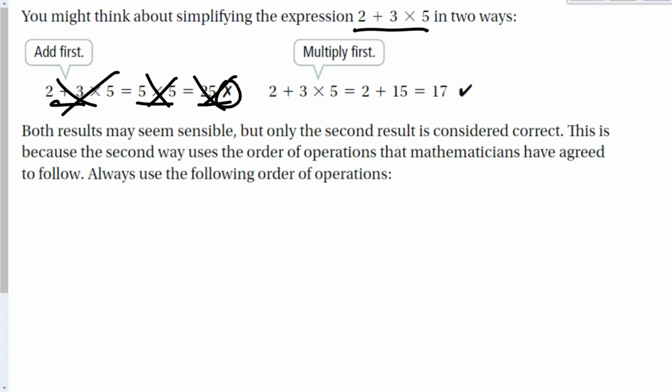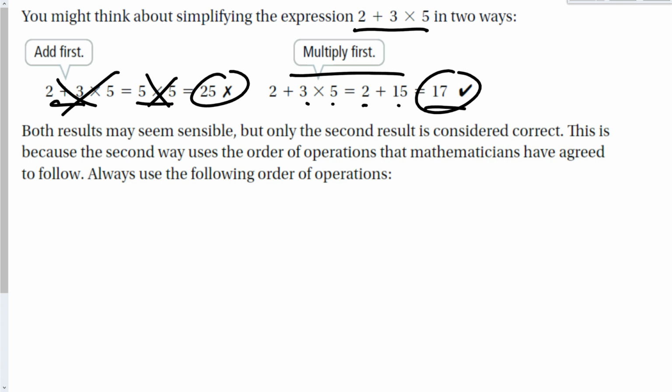Okay, so that's not the way we're going to want to do it. We want to multiply first and take 3 times the 5 to give me a 15, then add the 2 to give me 17. And 25 and 17 are much different answers. So both of these seem like they could be okay, but only the 17 is correct. Right? This is because the second way uses order of operations that mathematicians over the years have agreed to follow.